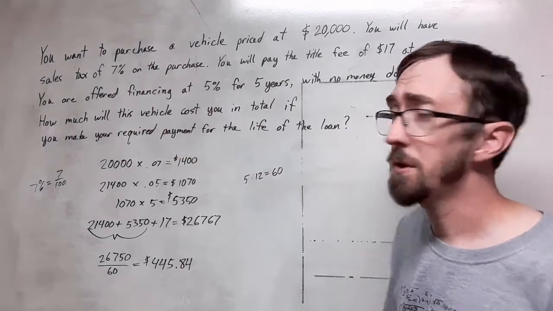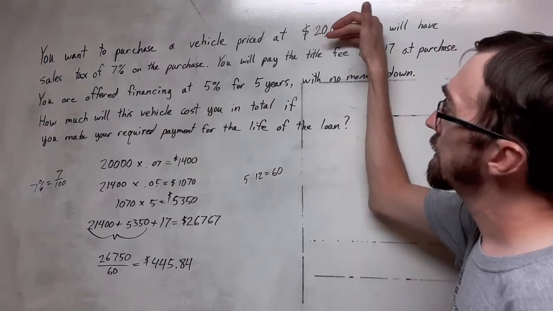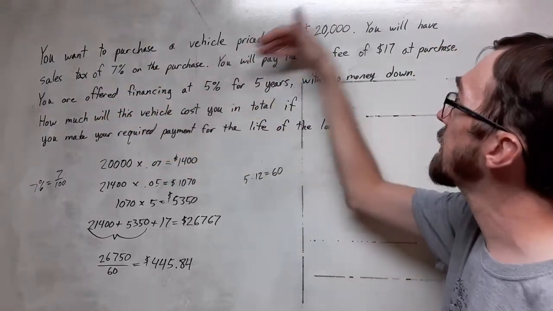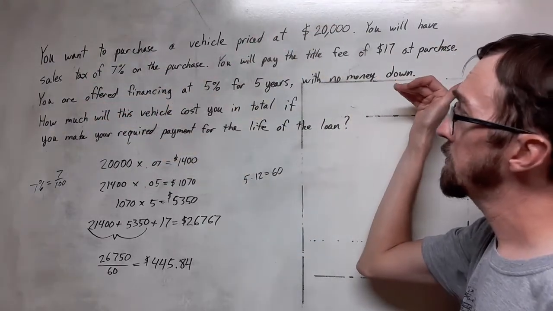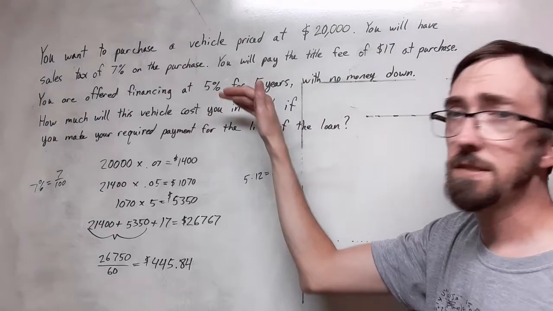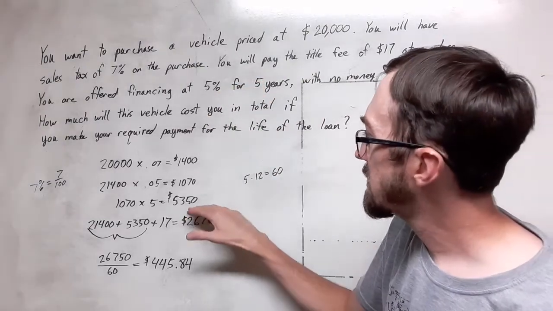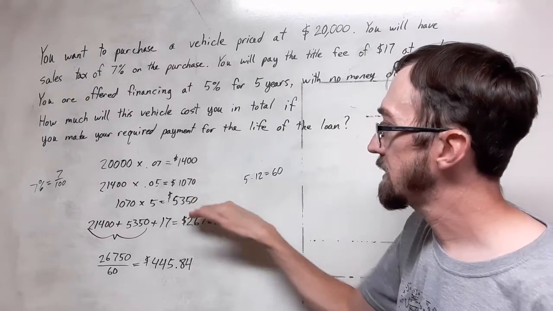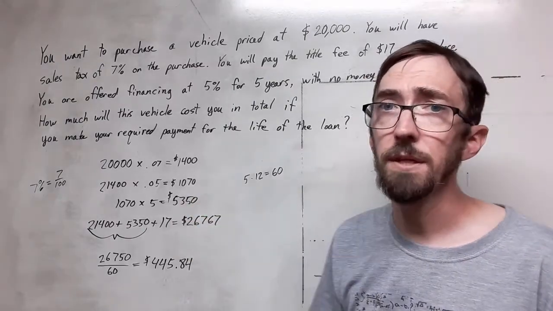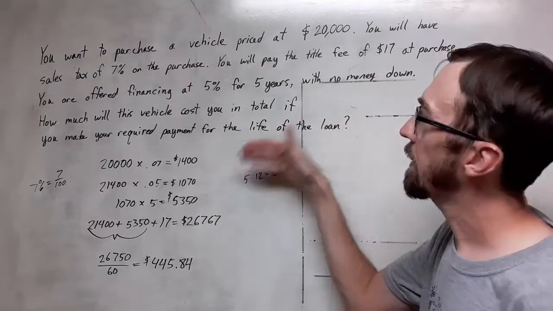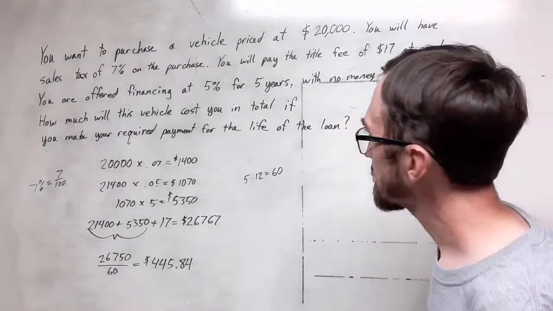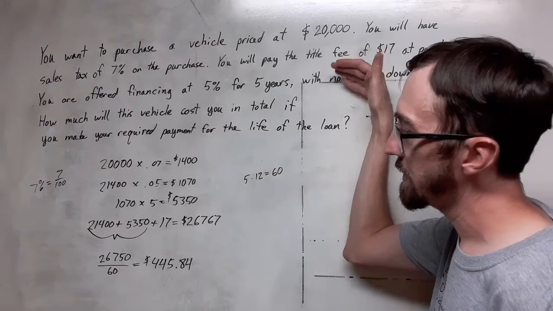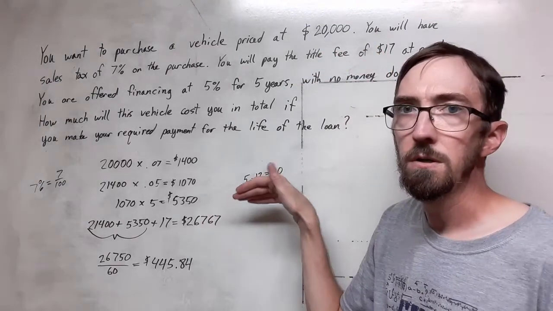If you've saved up enough money, you can buy the vehicle outright. You're going to have to pay the sales tax, but if you buy the vehicle without a loan, then you don't have this financing at all. The financing's costing us $5,350. That would be completely eliminated if you could afford to buy the car without a loan. So those are variables. Those are going to change the calculation and the final total.